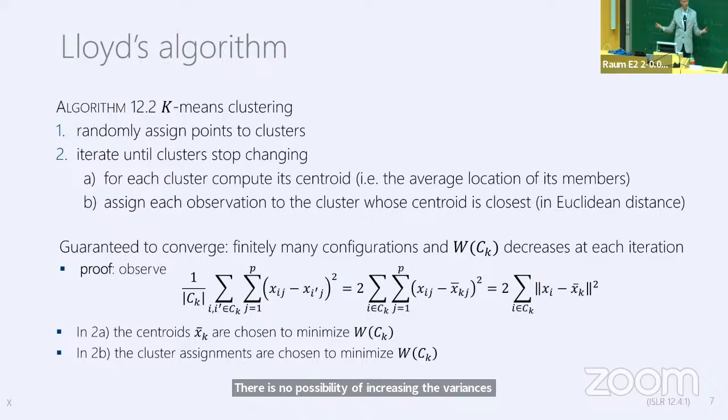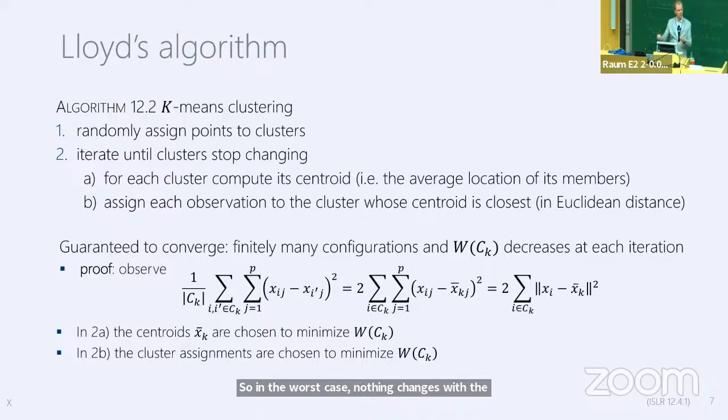Given clustering, compute centroids, we reassign things. The only way to make the distances larger is by reassigning in such a way that we don't minimize. So in the worst case, nothing changes with the reassignment. Well, that's called convergence, right?